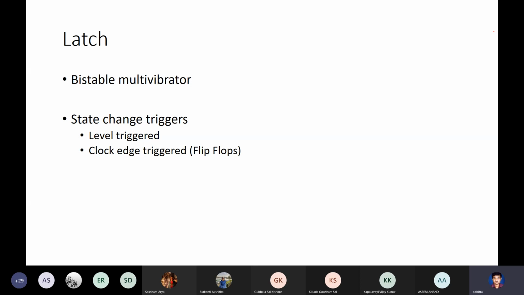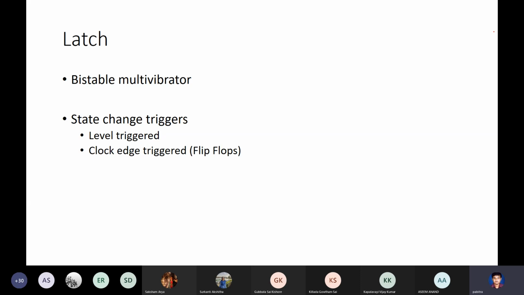Okay, so in general, latches are bistable multivibrators. They have two stable states and they can switch between them. And you can change the states by some triggers. The triggers can either be a level trigger. For example, in the SR latch, whenever I set the inputs S and R to a voltage level 0 or 1, it causes a change in the output Q, a change in the state Q. So this is called level triggered. It is called a level triggered latch.